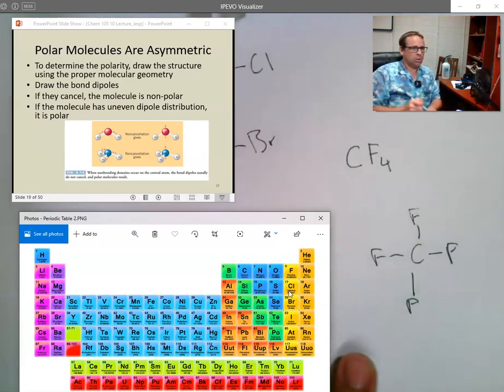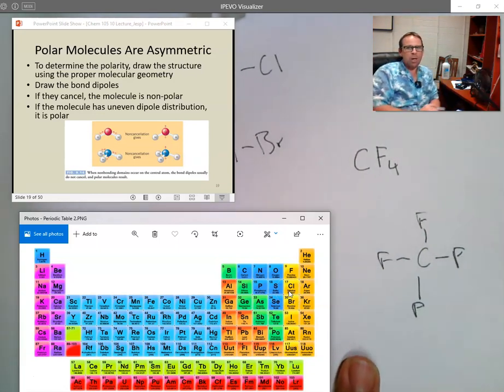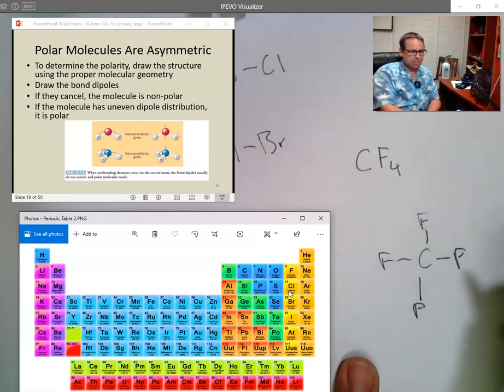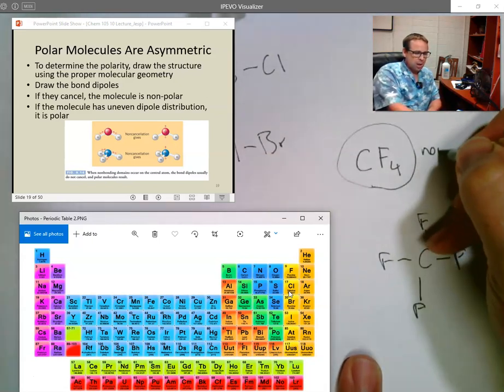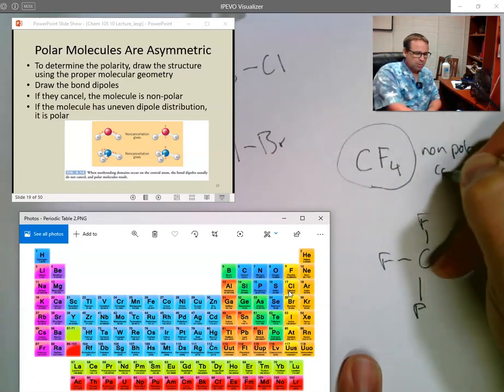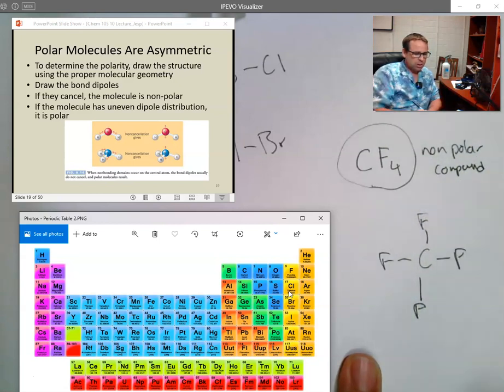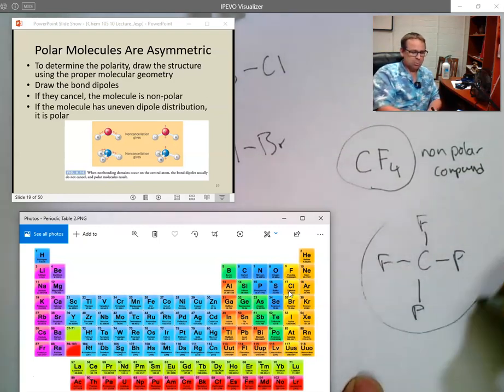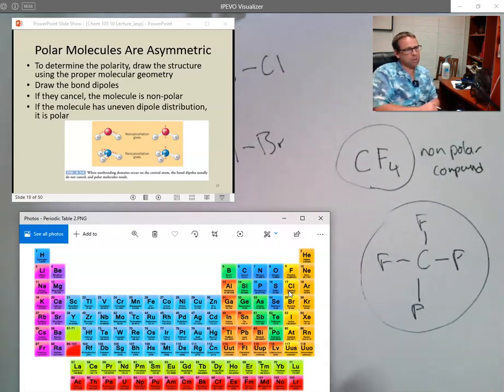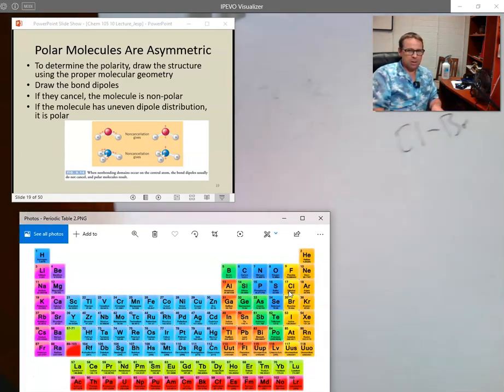Yeah. So, is the carbon-fluorine bond a polar bond? Yes, it is a polar bond. Okay? But CF4 is a non-polar compound. Now, Harry, do you know why CF4 is a non-polar compound? Is it because the electrons are distributed evenly? That's right, because this is a symmetric molecule. Okay, it's a symmetric molecule. Very good.